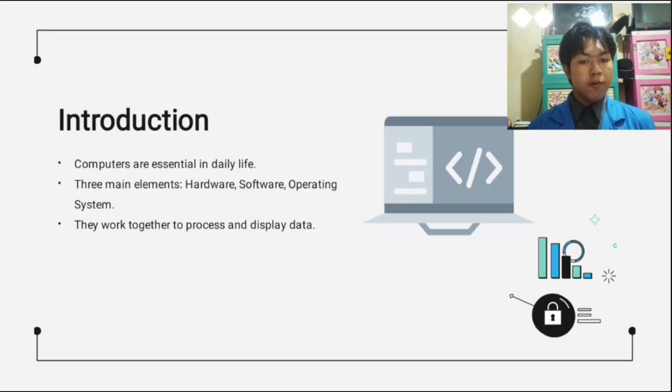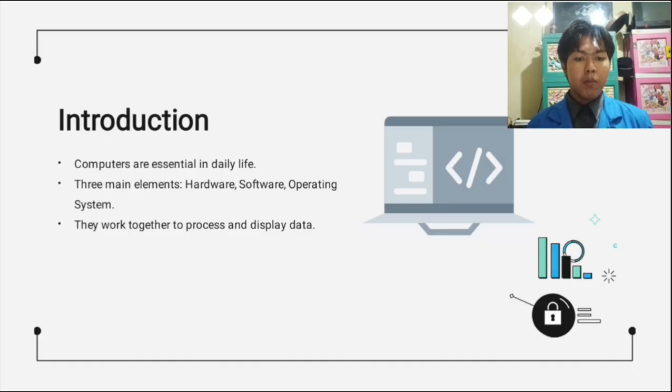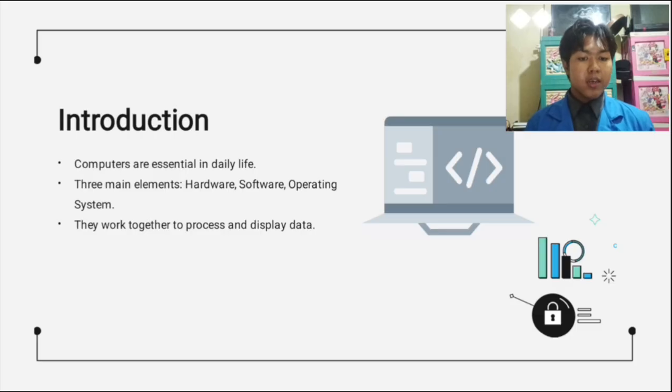In today's world, computers have become an essential part of our daily lives. We use them to study, communicate, play games, and even run business. But what makes a computer actually work? There are three main elements that form the heart of every computer system: hardware, software, and the operating system. These three components work together to process information, run programs, and display the result that we can see and interact with. In the next slide, I'll explain each of these components and how they interact with one another.